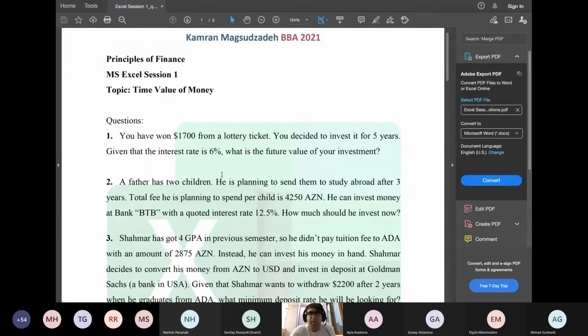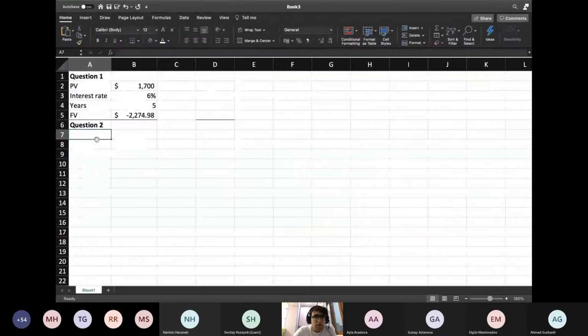Quoted interest rate means annual interest rate or nominal interest rate. If you encounter such words, don't panic. It shows you the annual percentage. How much should he invest now? So we are coming to Excel.